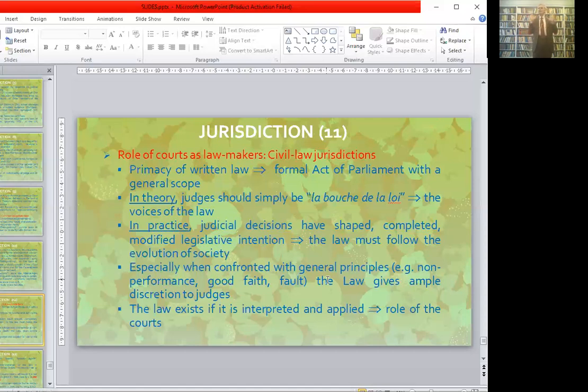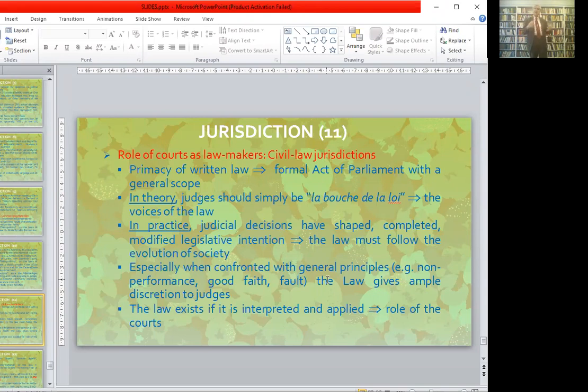So in theory, and this is the theory that develops mostly in the 19th century, the idea is that the judges are simply passive executors of the will of Parliament. Now I'm simplifying this a lot, but this is more or less the idea that is passed on in the 19th century and also in the 20th century.